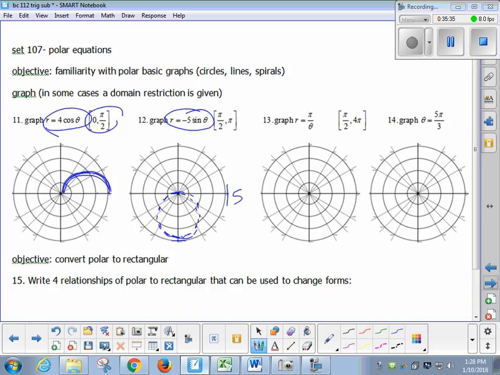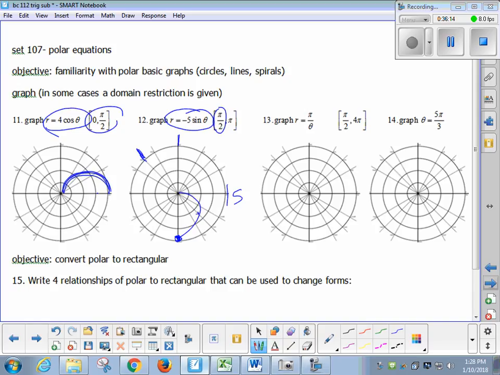Which part, the left or the right? Left. It's the right. Okay, why? Let's look at the first point. At pi over 2, what's r? Negative 5. Okay, so the first point generated would be here. As we go into this quadrant, which we must, let's say we did 3 pi over 4. What sign? It's negative. It's root 2 over 2, but then negative, causing it to back up. So it's backing up into this quadrant.